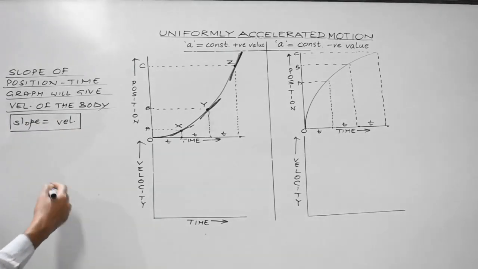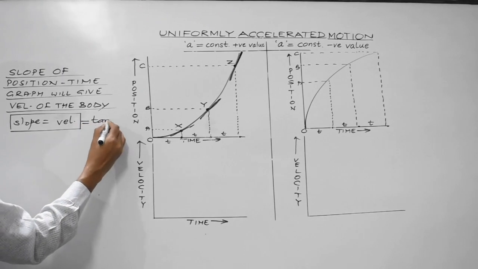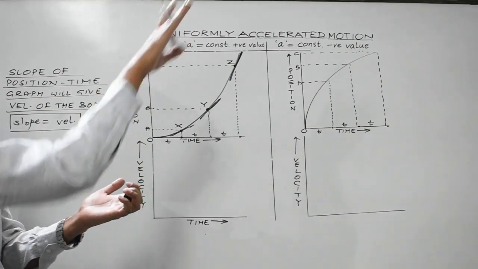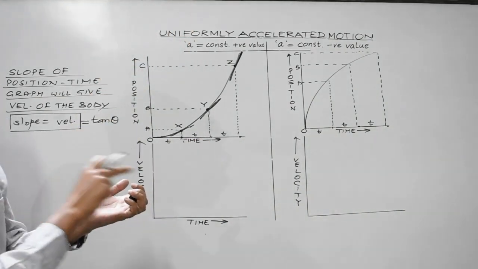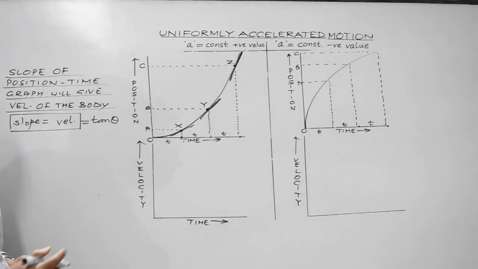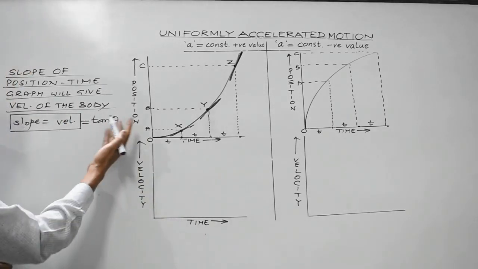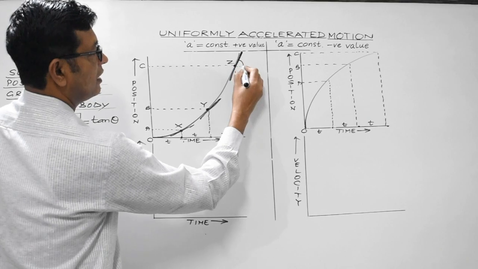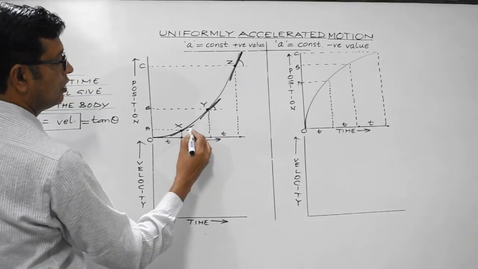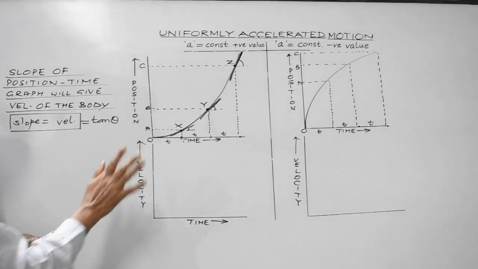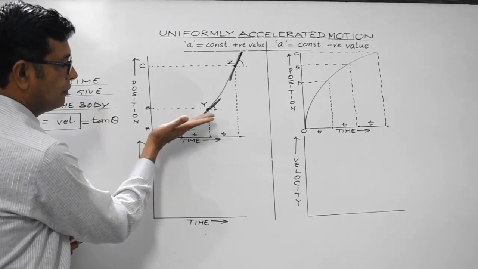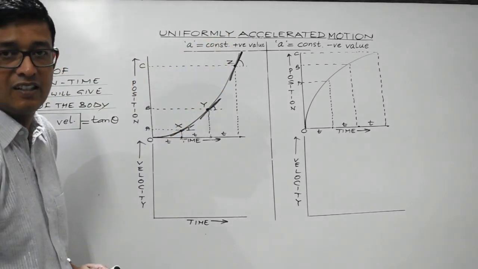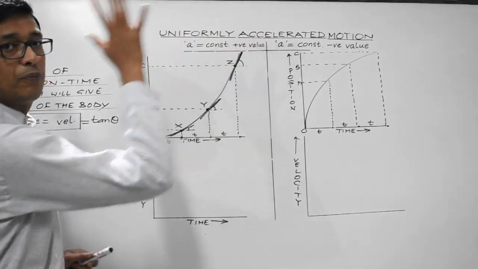Right? And slope, in the subsequent class you will study, slope is given by tan theta. Theta is the angle which the tangent at a point makes with the horizontal. So, theta greater means tan theta greater, which means the slope of the line is greater. Obviously here, this angle is much greater as compared to this angle or this angle. So, one thing can be easily concluded: with the passage of time, the slope increases, which means the velocity of the body also increases. So, the velocity of the body increases when A is having a positive value.